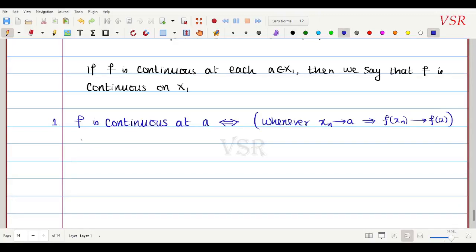Equivalently, I can rewrite this as: f is continuous on X1 if and only if whenever xn converges to a, f of xn converges to f of a, for all a belonging to X1. Earlier I spoke about a single point; now I am speaking about all the points.